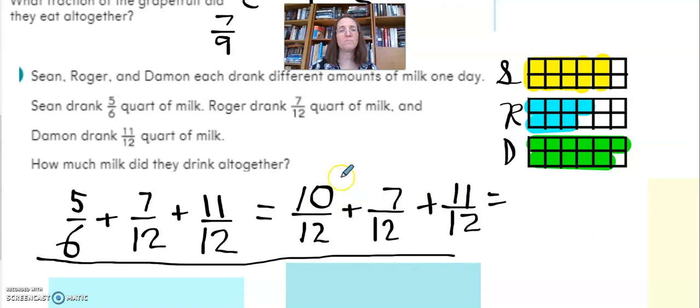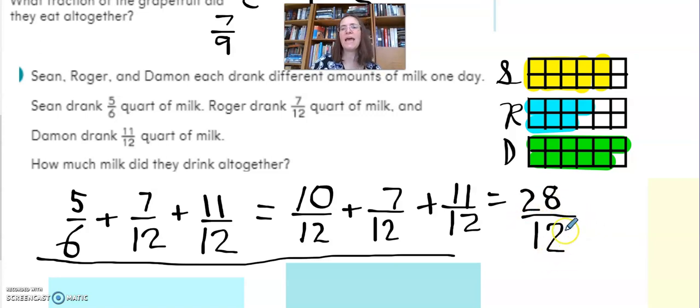When I add it all up, let's see, 10 plus 11 is 21, and 21 plus 7 will be 28/12. And I will wind up with this beautiful improper fraction. But is this its simplest form? Aha! Remember doing simplest form? We're going to express all our answers in their simplest form.